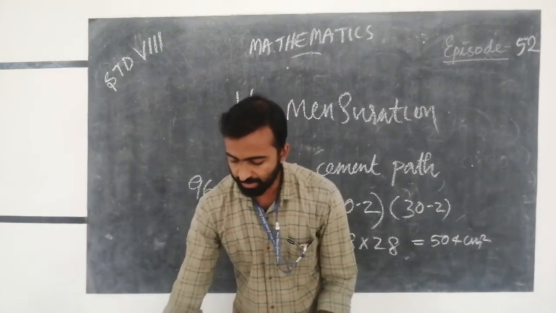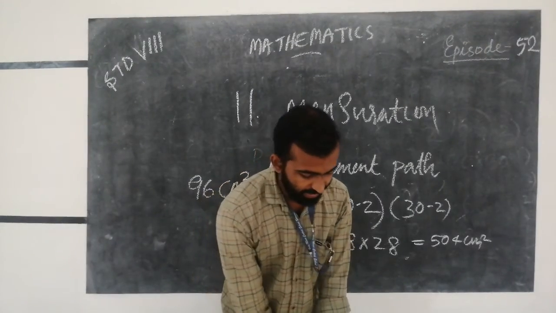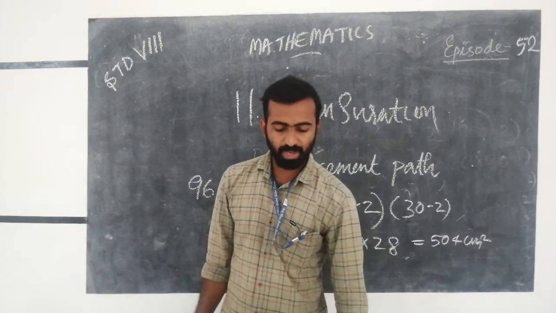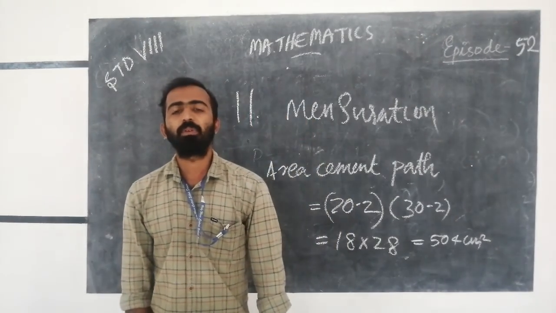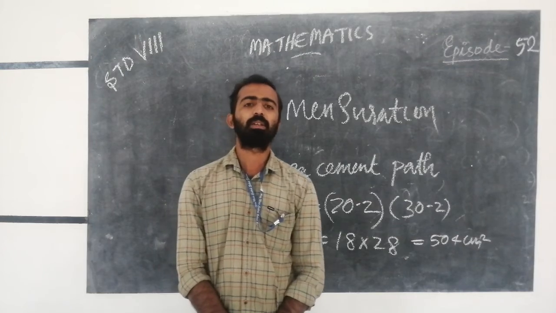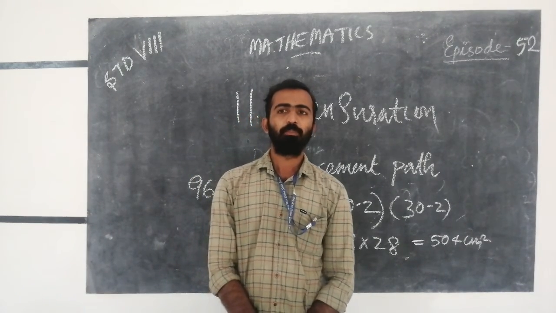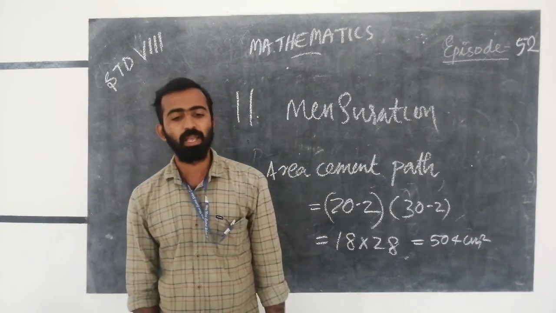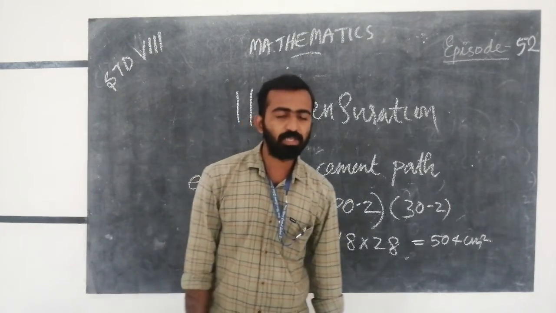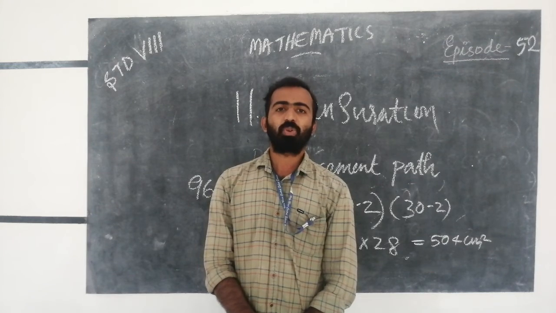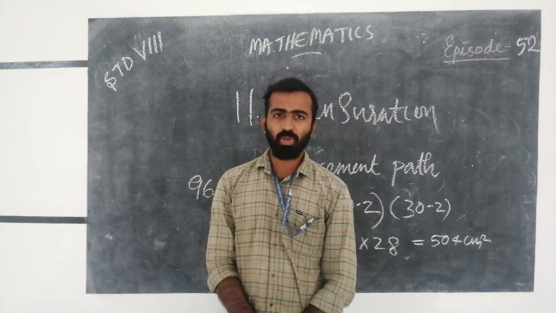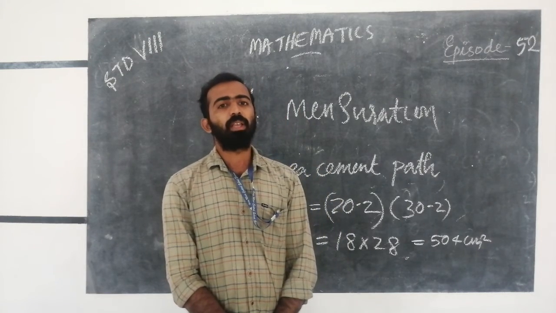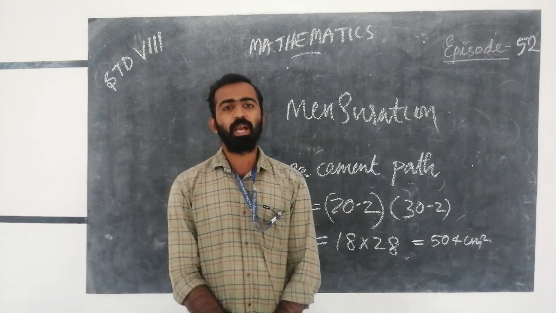Today we discussed our areas. Which way do we find the area? The area of a rectangle is l into b, length into breadth. Area of the square is equal to a into a, a square. Area of the circle is pi r square.